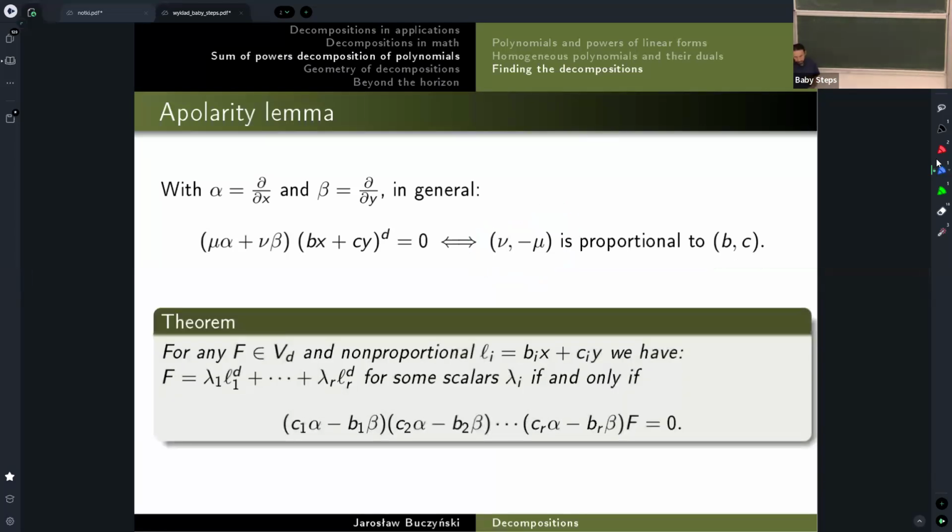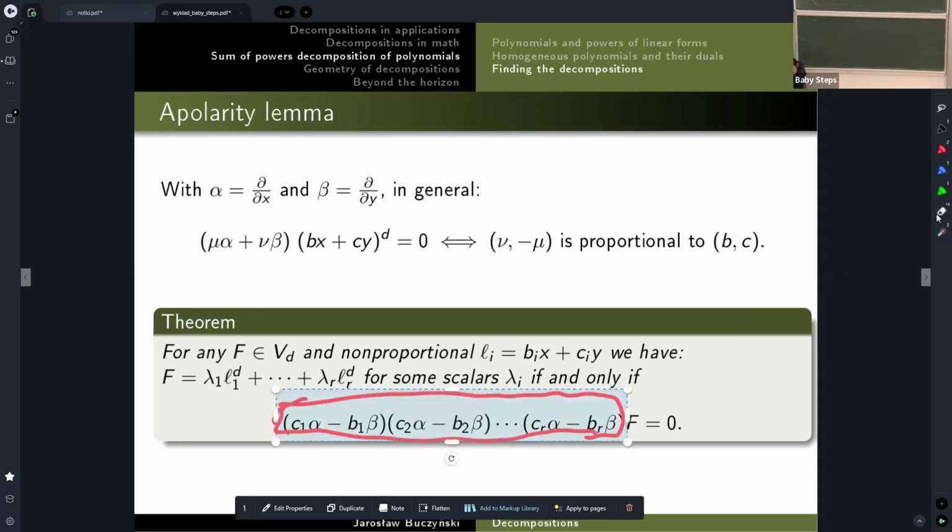And the theorem, which in a much more general setting is called the apolarity lemma, is the following. If I have any f, any homogeneous polynomial in two variables of degree d, and I pick some non-proportional Li's, so I don't want these to repeat one another, then we have a decomposition of this form if and only if this differential operator, which is here, annihilates f. This is the main reason why I introduced alpha and beta, because otherwise it would be impossible to fit it on a slide.